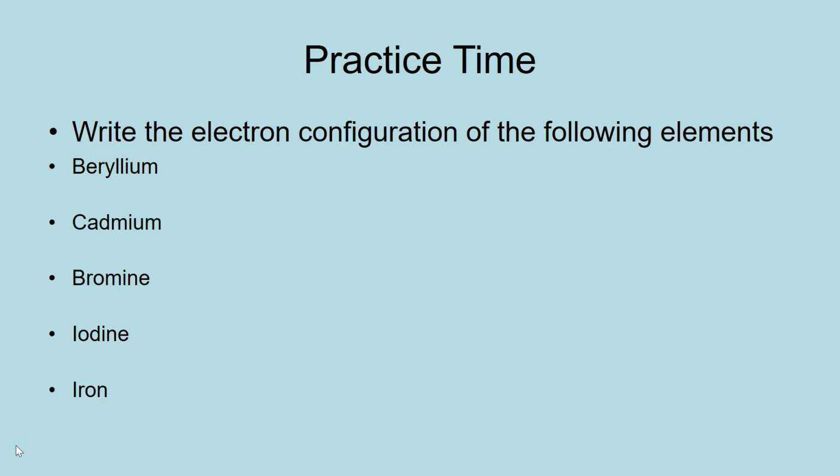All right, I want you to pause this video, seriously, pause it, and I want you to try to write the electron configuration for beryllium, cadmium, bromine, iodine, and iron all on your own. So unpause the video when you are done. If you feel like you don't know how to do this, rewind and watch the earlier part again.